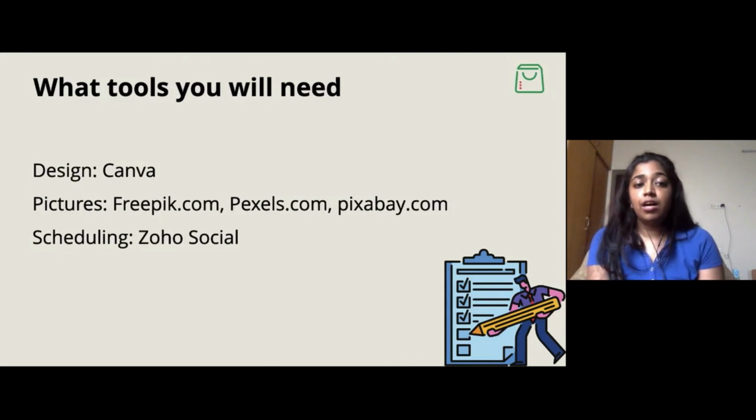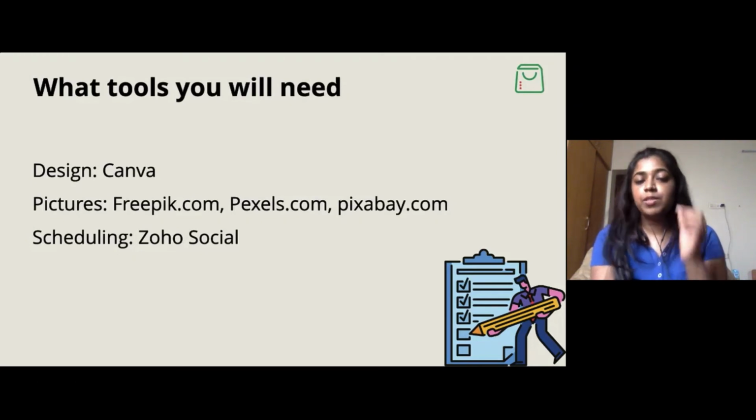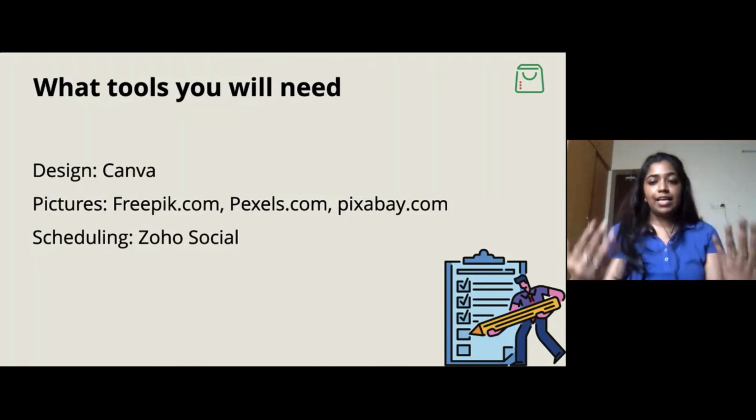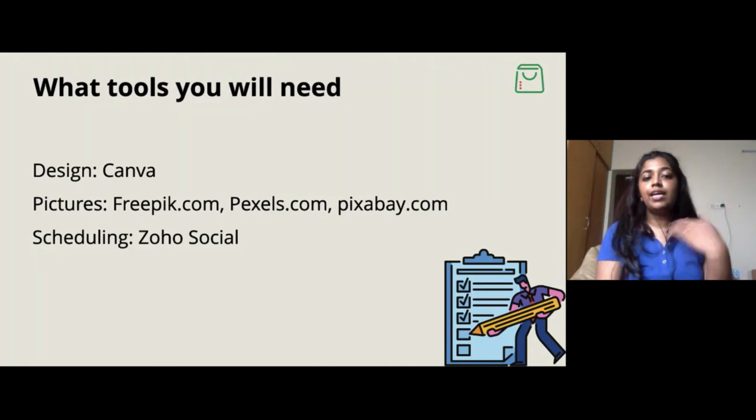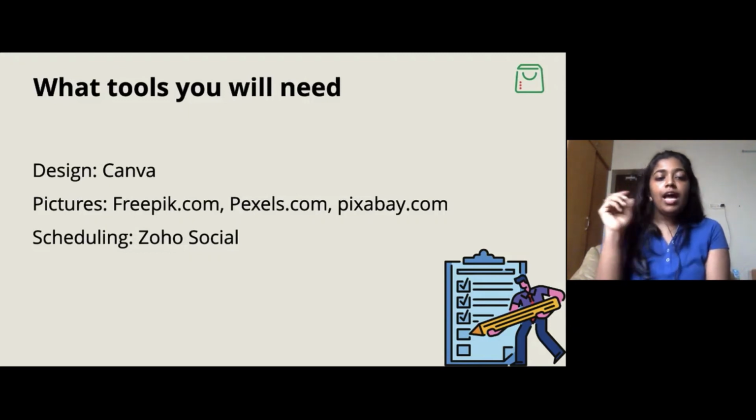And next, use websites like freepik.com, pexels.com, and pixabay.com. It is going to greatly simplify your imaging problems, because you don't have to go outside and click pictures. All you need to do is go there and download pictures. And Pexels and Pixabay are all free to use, so no worries at all. And for the scheduling, we use Zoho Social.